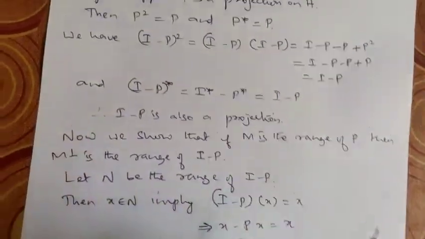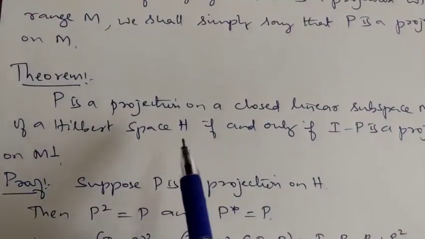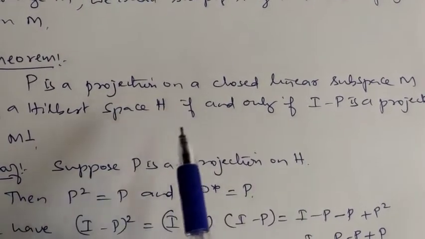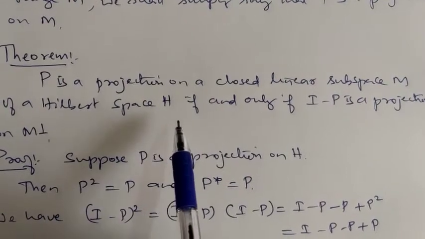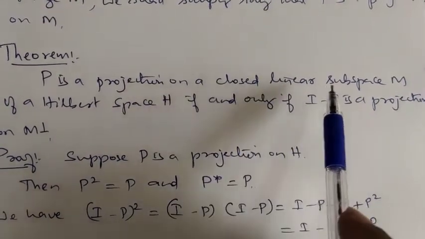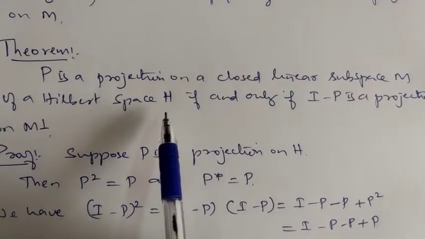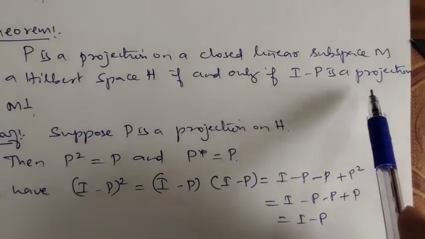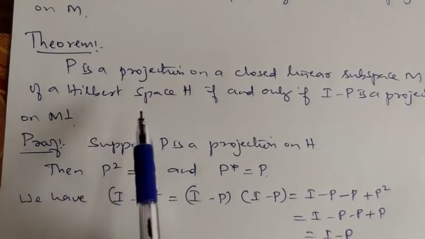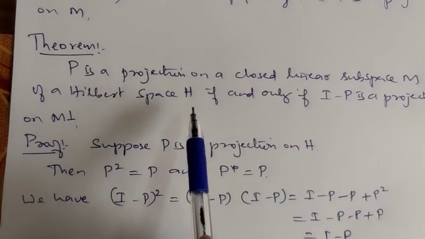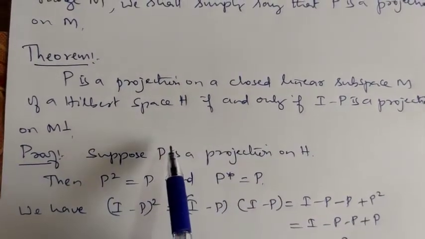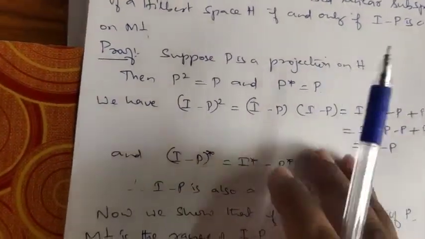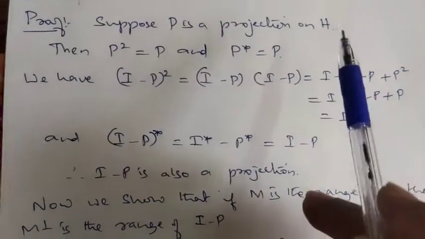So, next one, suppose P is a projection on a closed linear subspace M of a Hilbert space H. Then this happens if and only if I minus P is a projection on M perp. Meaning, if P is a projection on M, then I minus P is a projection on M perp, its orthogonal complement. First, suppose P is a projection on H.